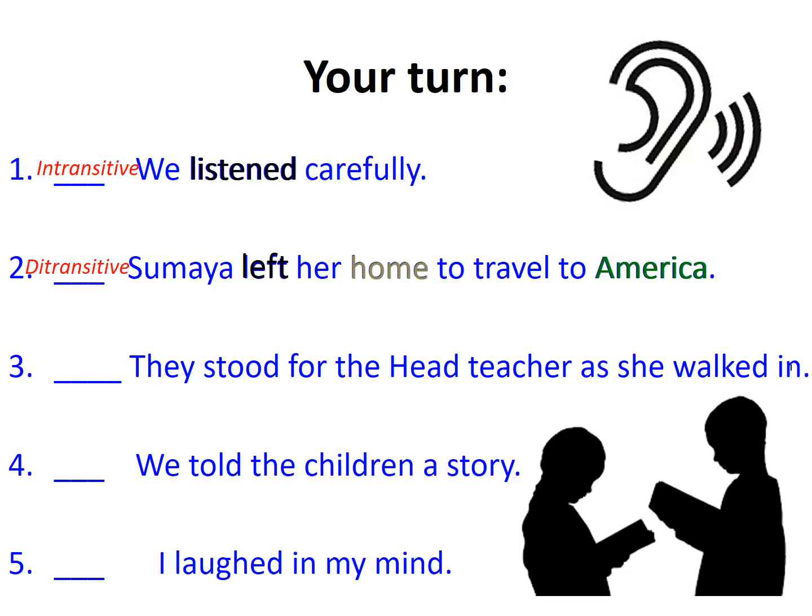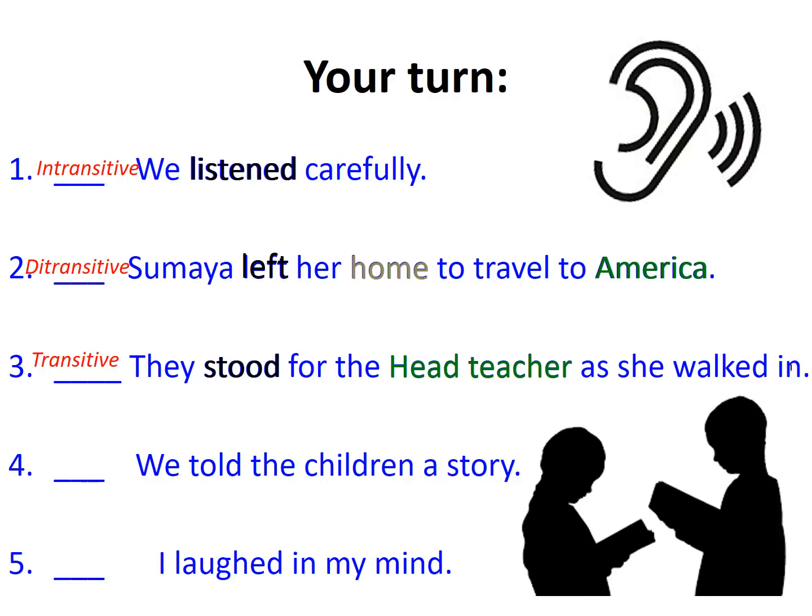In the next sentence, they stood for the head teacher as she walked in. Now this verb has a direct object, and that direct object is the head teacher. As they walk in, everyone respects her. Therefore, the verb stood is a transitive verb because they stand for the head teacher.